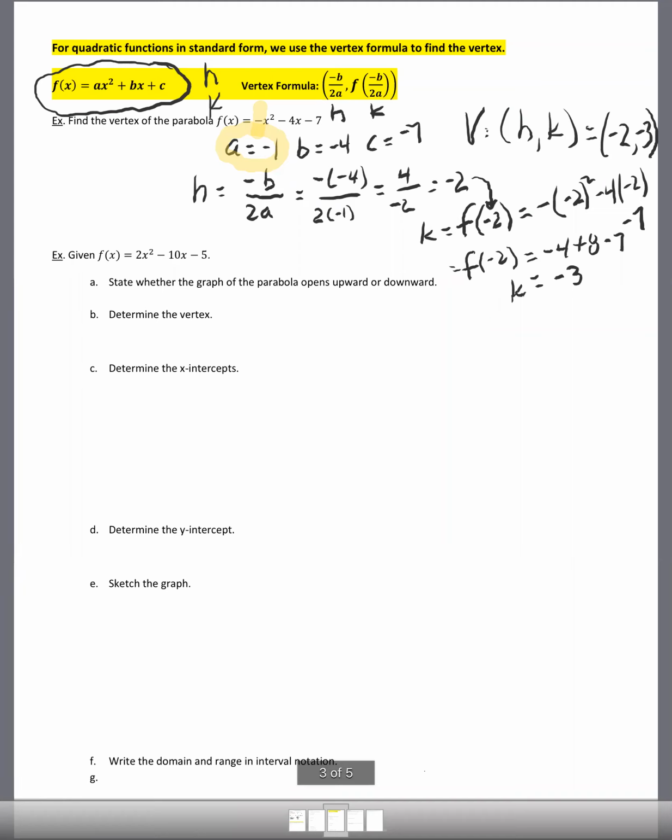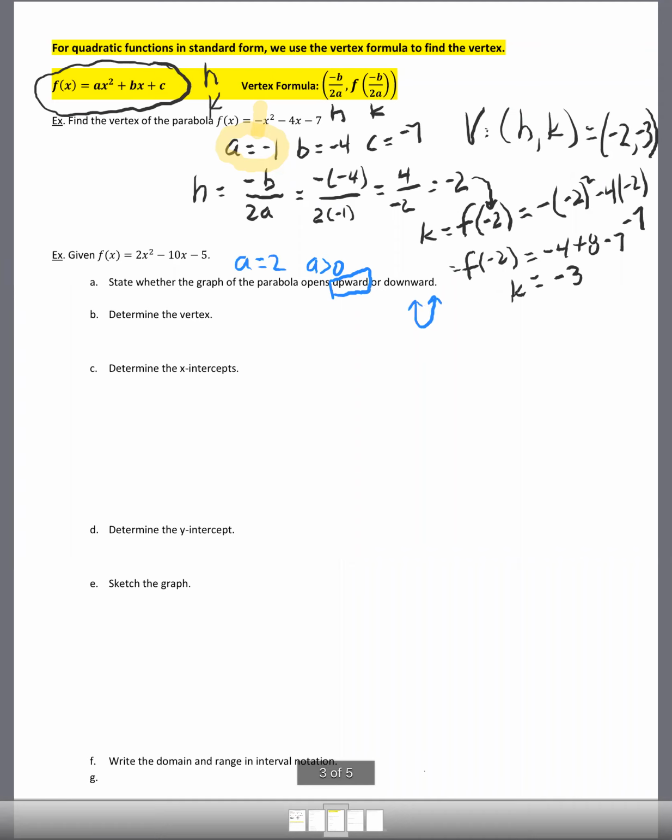Okay, so in this problem, they're asking us to actually find all of the different characteristics or analyze the entire graph. And so again, here we have an A value, which is 2. And since that A value is bigger than 0, we do know we're going to have a graph that will face upward. So we will have a graph that faces upward.